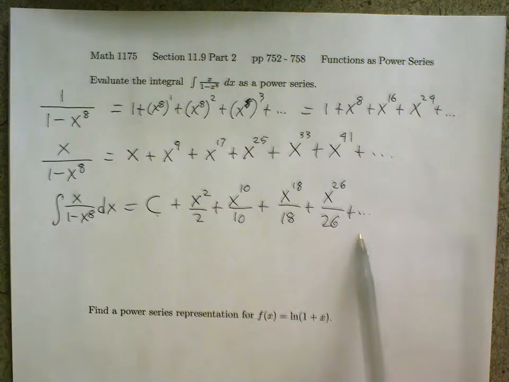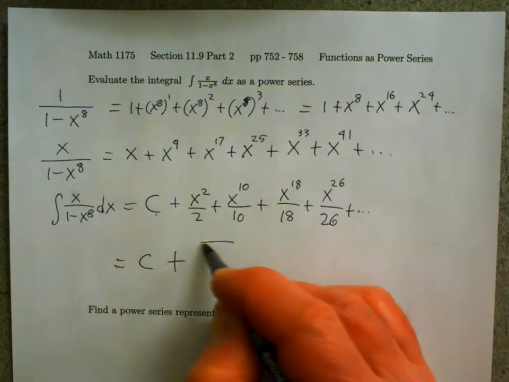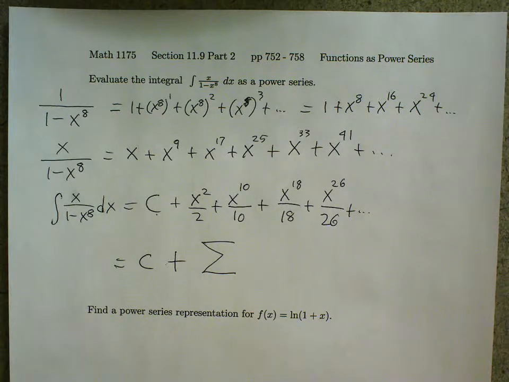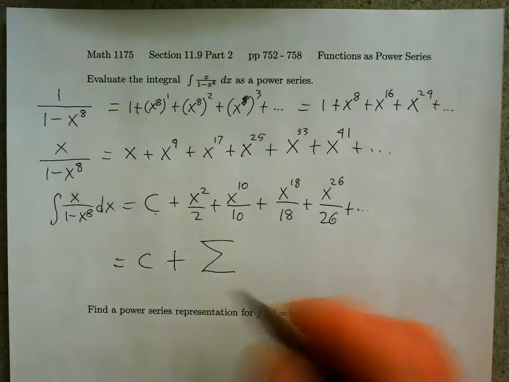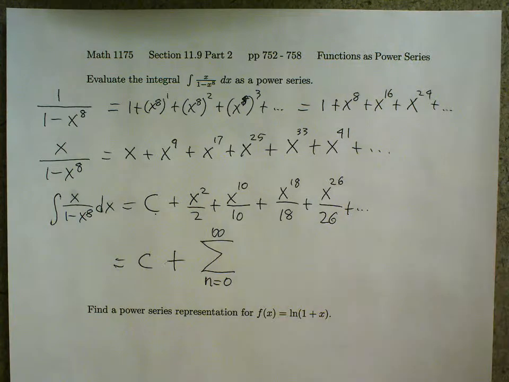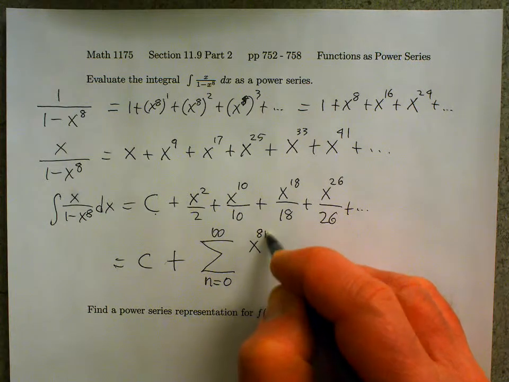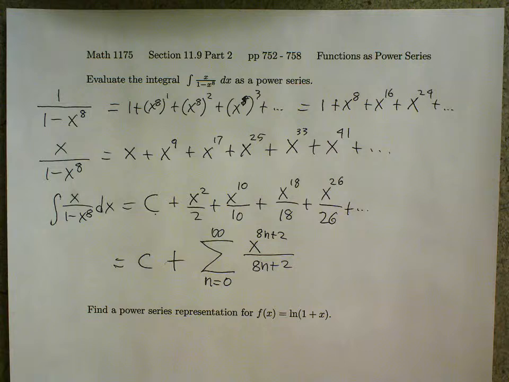Okay, so there it is. Let's take a stab at the sigma notation. Okay, so the exponents are multiples of 8 plus 2. So we can start at n equals 0, and then write these as x to the 8n plus 2 divided by 8n plus 2. So that looks like that's the right formula.